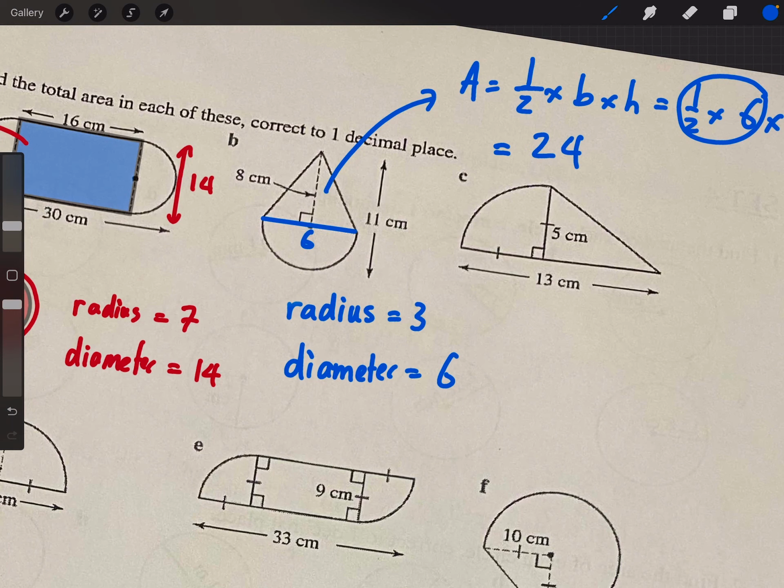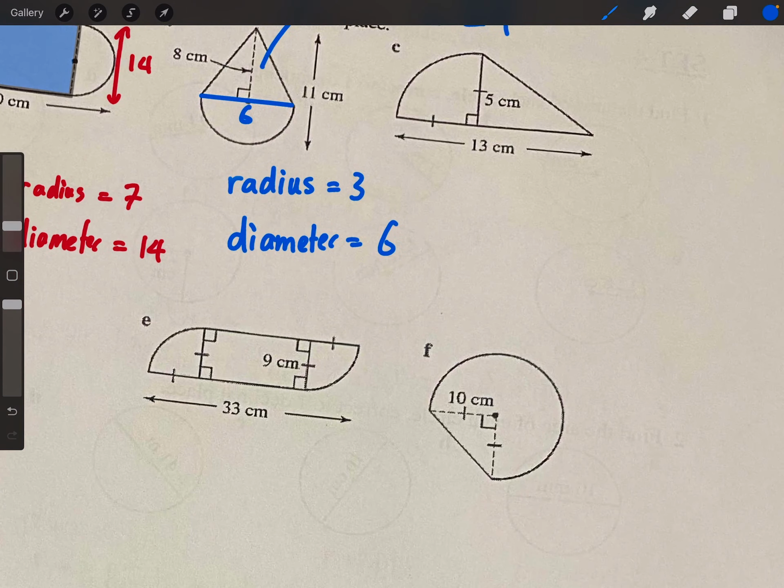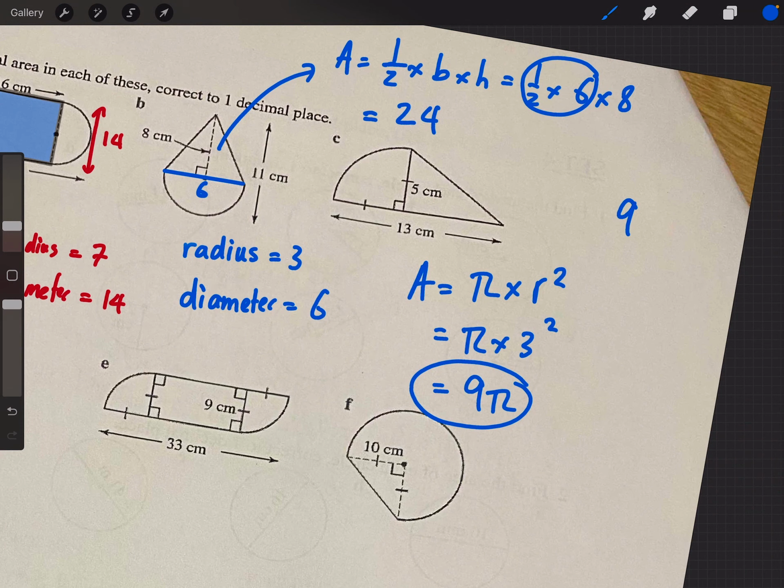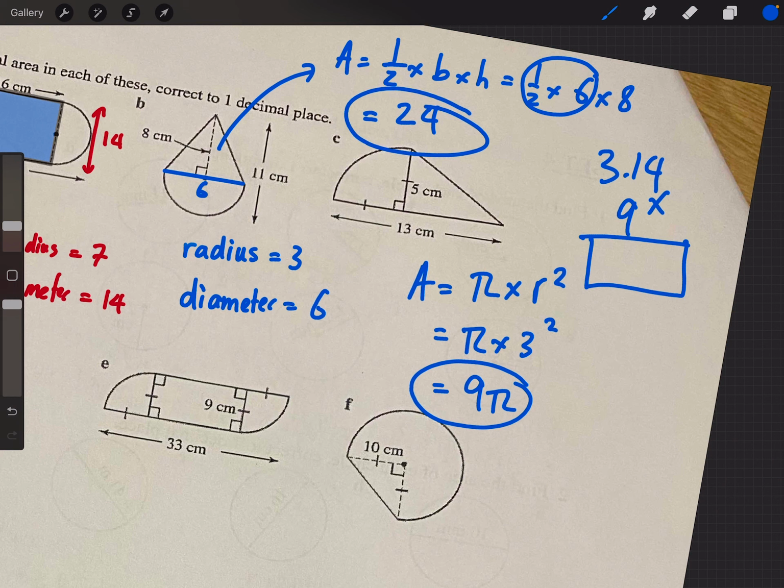Now we're going to add it with the area of the semicircle, the half a circle. Okay, now we know that the area of a circle is equal to pi times radius squared, which equals pi times 3 squared, which is 9. That's 9 times pi. So work out what that is. Just do 9 times 3.14, work it out. And then once you get an answer, you're going to add it with 24 and you get the total area.